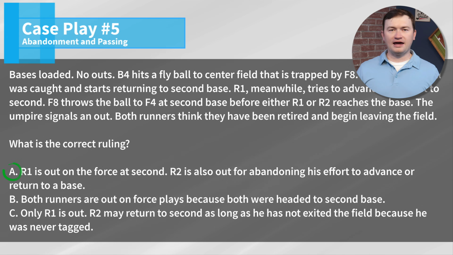The correct answer here is A. R1 is out on the force at second base. R2 is also out for abandonment when he starts leaving the field. R2 was not forced out. He was not tagged. But when he starts jogging off the field because he thinks he may be retired, he is abandoning the effort to continue advancing or returning on the bases. He is wrong about the play, but he made a conscious decision to give up because he believed he no longer had the right to advance.